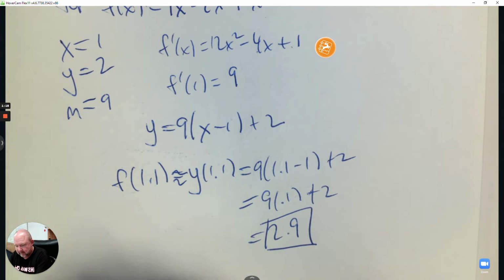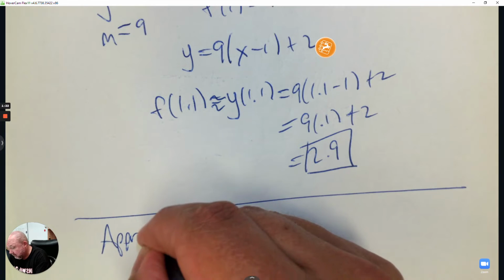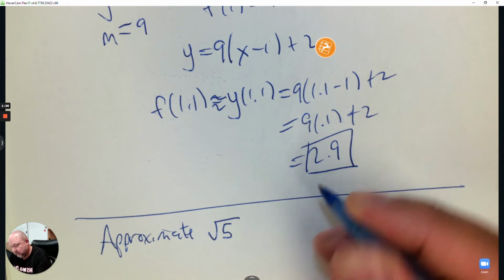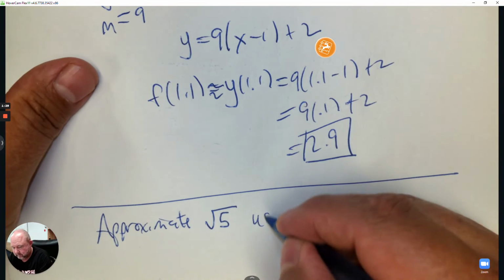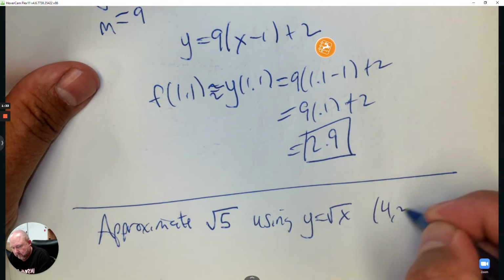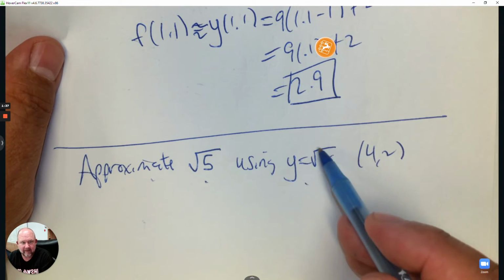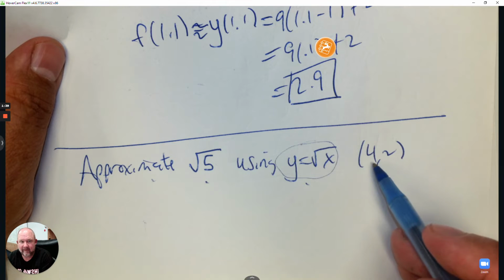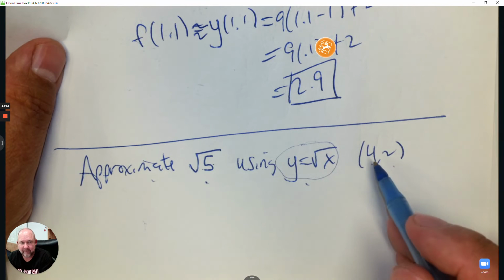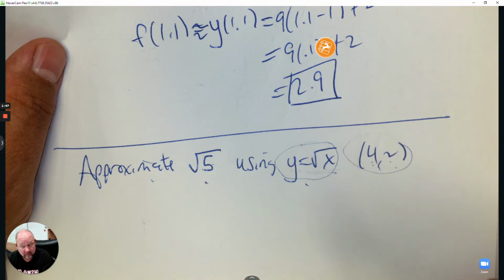All right, one more example. Sometimes you can approximate a square root this way. So if I want to approximate a square root, I can write this as a square root equation and then a point that's really close to 5. So 4 is close to 5, and then the square root of 4 is 2. So that's a point on this equation, and we're going to use it to create a tangent line.